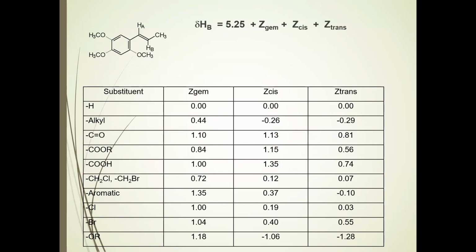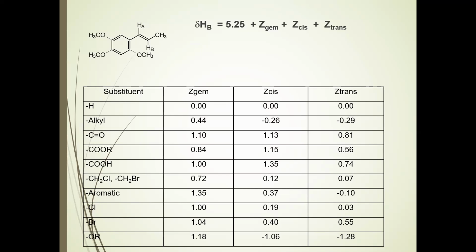So we've got an example here. This is an alkene. We've got a methyl group and an aromatic ring on it. So if we're doing our calculations, we would again have our 5.25 plus the geminal plus cis plus trans. And so we would go down into the table to look at those values. So again, we've looked at the ones for the alkyl and seen where those are. We would also do the aromatic then and look at the relative position.